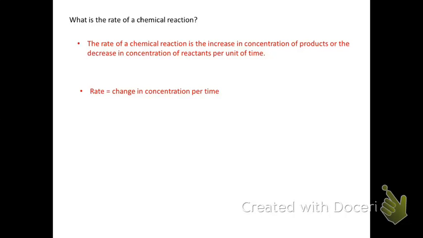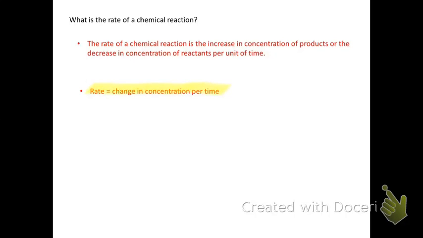Essentially, I have a definition written down here that you should put in your notes. The rate of a chemical reaction is the increase in concentration of products or the decrease in concentration of reactants per unit of time. So we're looking at the rate at which concentration is lost per time for the reactants, or in the case of the products, the amount of concentration that's gained over a period of time. And so what I would definitely have down is this idea of rate of change is equal to the change in concentration per unit of time.